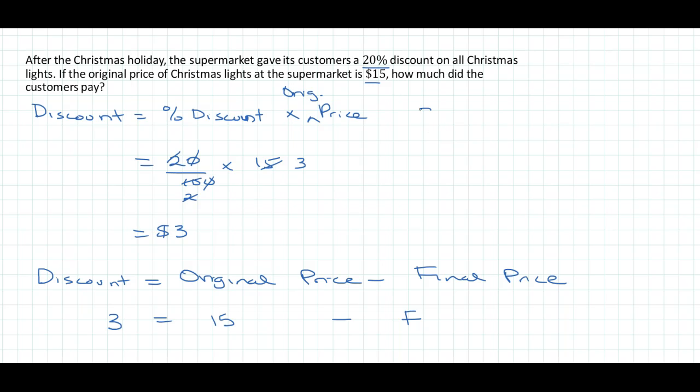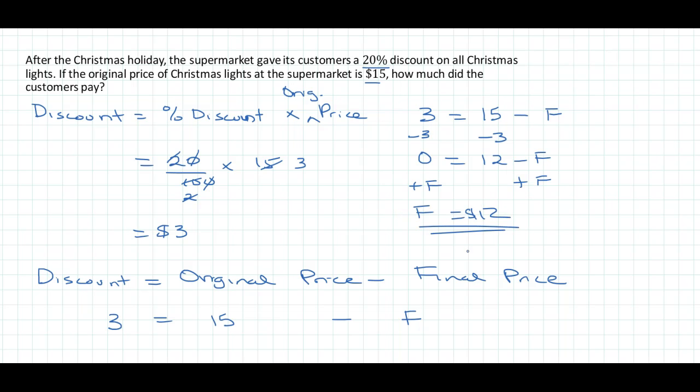So let's come over here. 3 equal to 15 minus F. So we want to find out what is the actual amount that the customer would have paid. So let's go ahead and do some manipulation here. I'm going to subtract 3 here, and that's going to give me 0, subtract 3 here also. 0 equal to 12 minus F. I'm going to add F here, add F here. So F equal to 12. So our final price is $12.